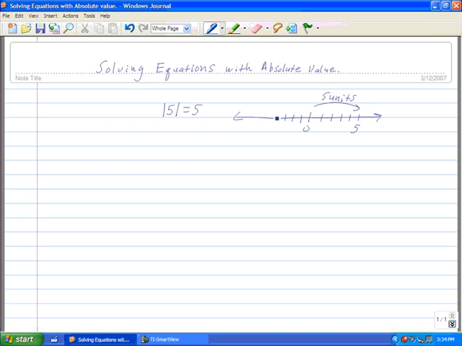But also, negative 5 is also 5 units from the origin. Therefore, the absolute value of negative 5 is also 5, since, again, absolute value measures distance, and doesn't really pay any attention to direction.